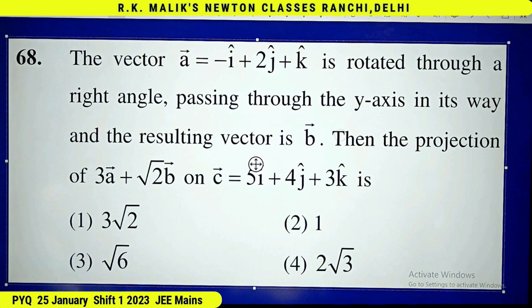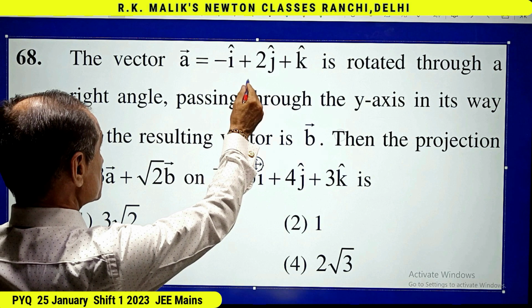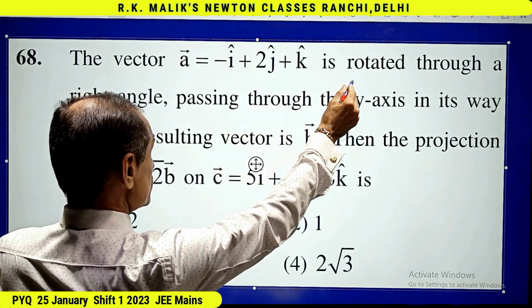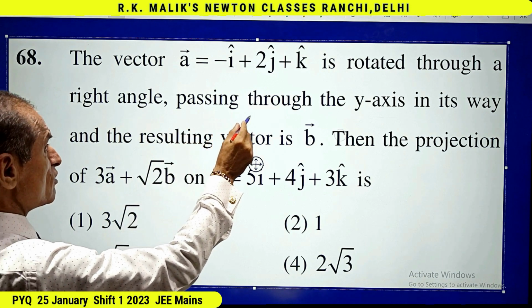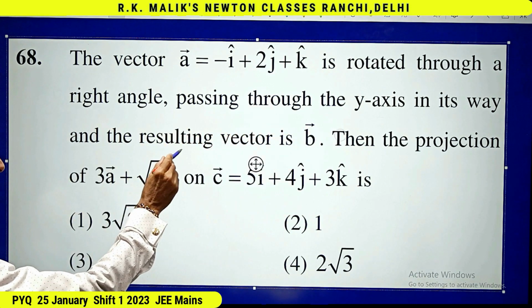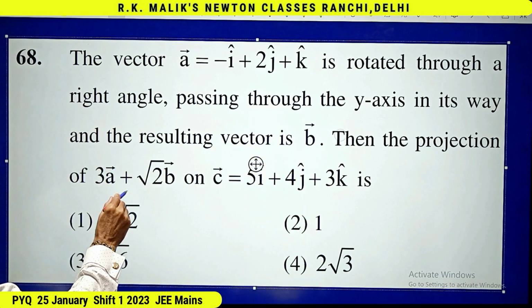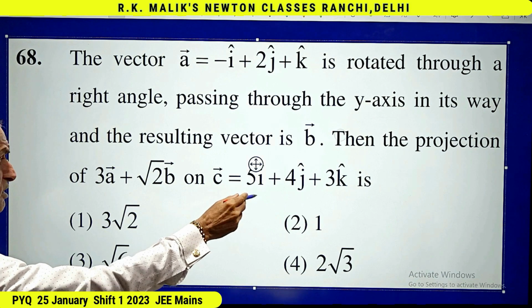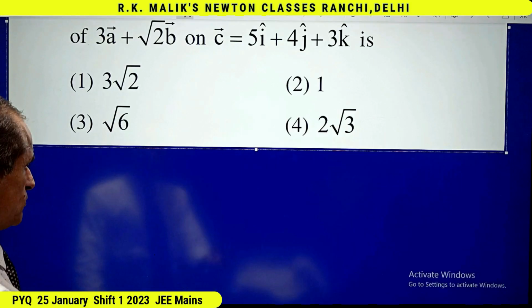In this question, it is given that the vector A equal to minus i plus 2j plus k is rotated through a right angle passing through the y-axis in its way, and the resulting vector is B. Then the projection of 3A plus root 2 B on C, this vector is given, and you have to find the correct choice.